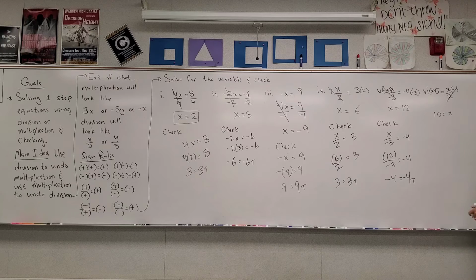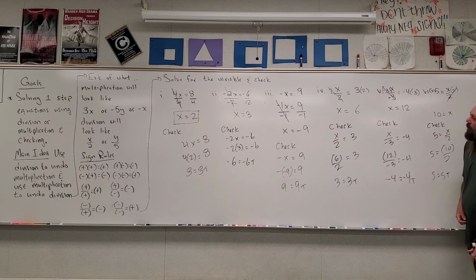Now I need to check this. So I'll write my original equation, 5 equals x over 2. I know that my x can be replaced with a 10, so 5 equals 10 over 2. 2 can go into 10 5 times, so that means that we're going to get 5 equals 5, and that is true.